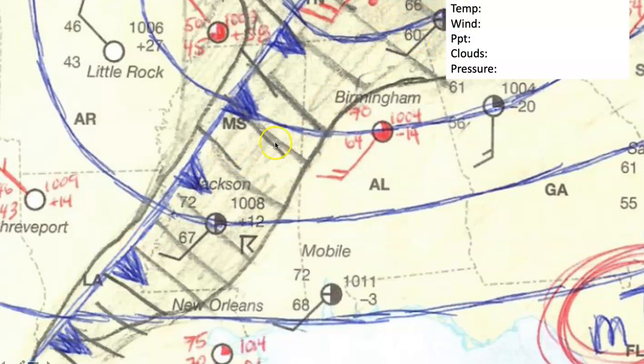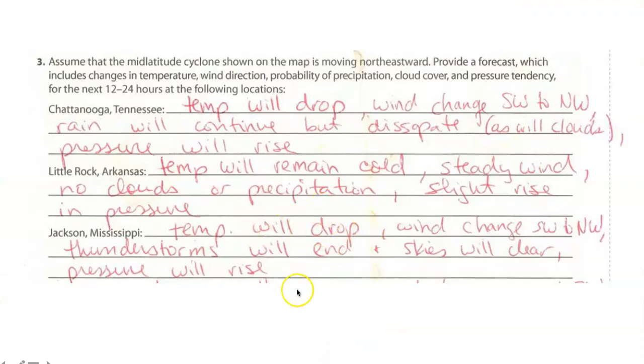The cold front's going to pass, and so I'm just going to repeat what we put before. The temperature will drop, the winds will change to northwest. Right now it's experiencing thunderstorms, and those will clear up. Clouds will clear up, and the air pressure will probably rise as the system goes through. And here is what I just summarized.